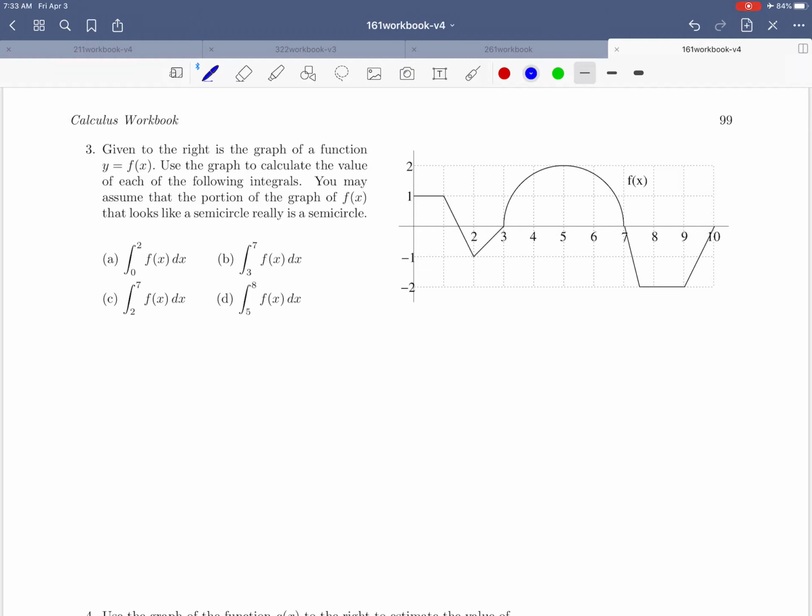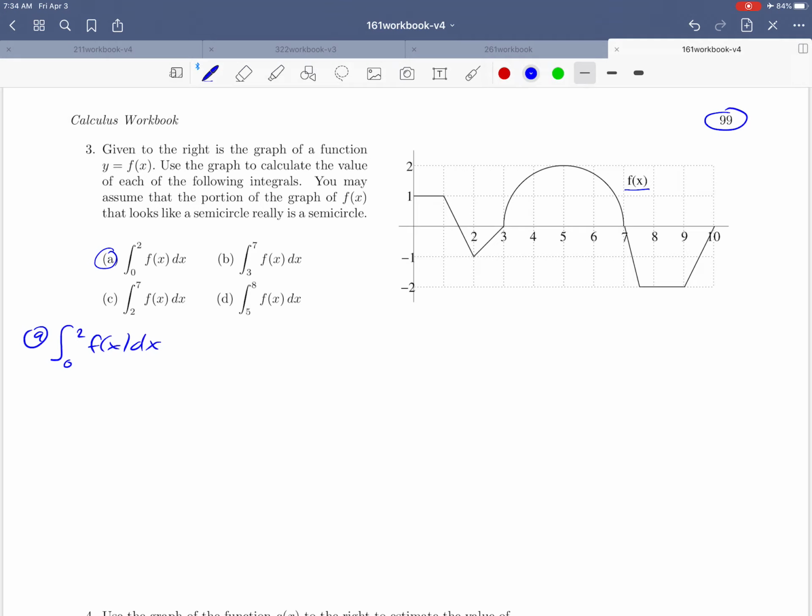Welcome everybody to exercise 3 at the top of page 99 on the workbook. This is another problem where we're given the graph of a function in just graphical form, no formula, and they'd like us to calculate some definite integrals. Okay, so let's work through these together. Starting with part A, they'd like us to calculate the integral from 0 to 2 of our function.